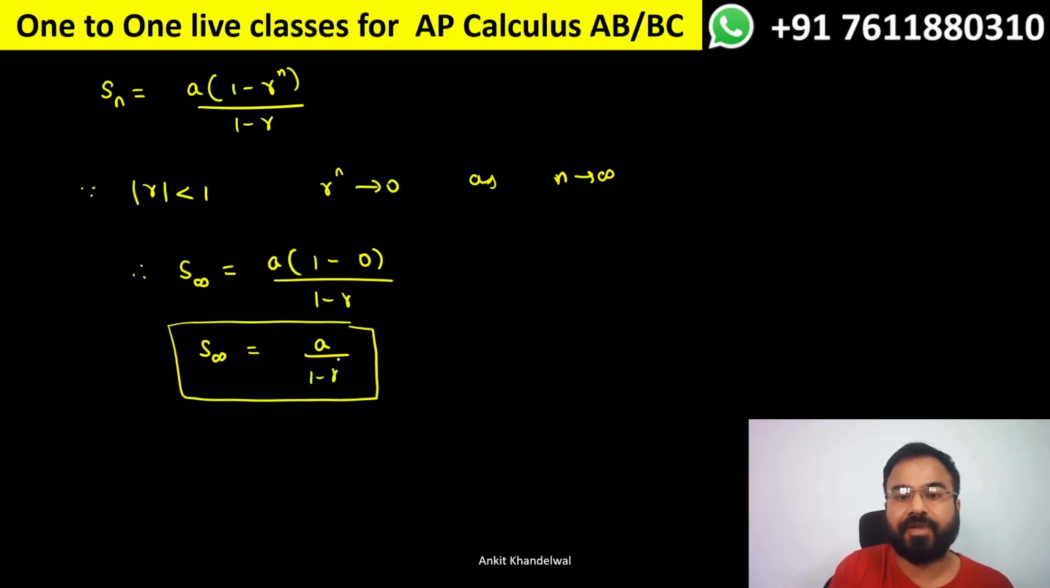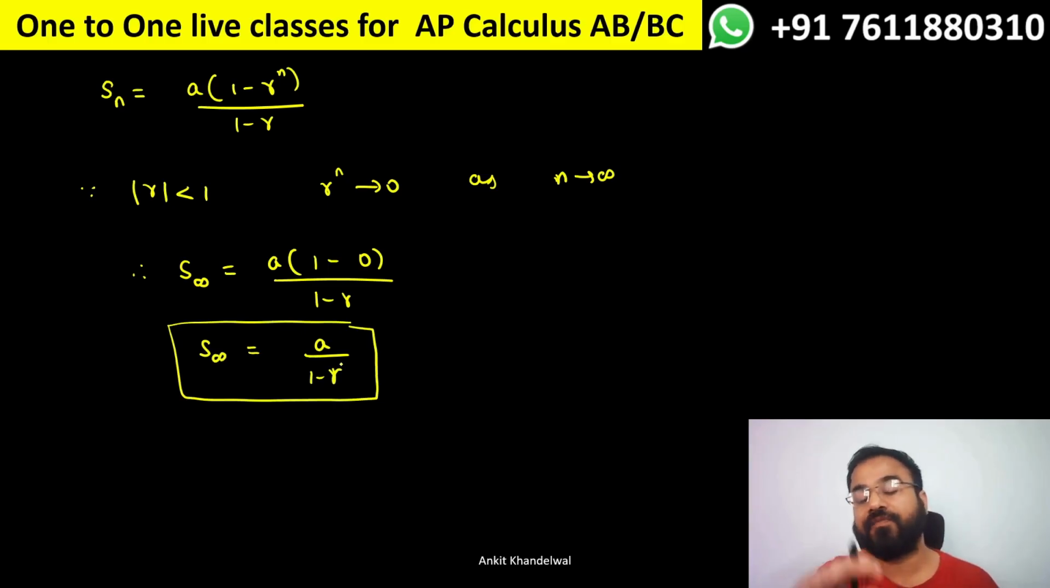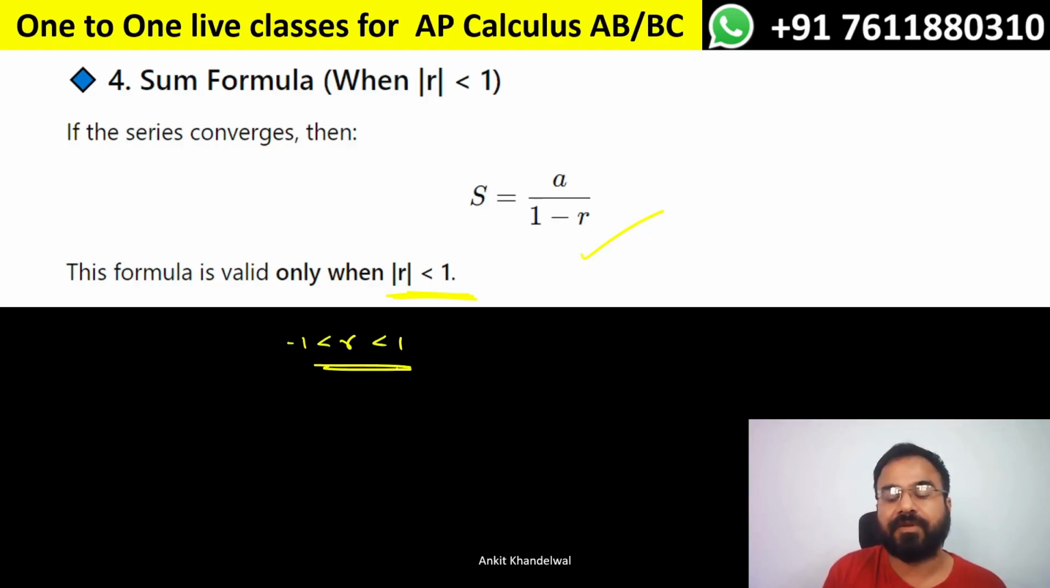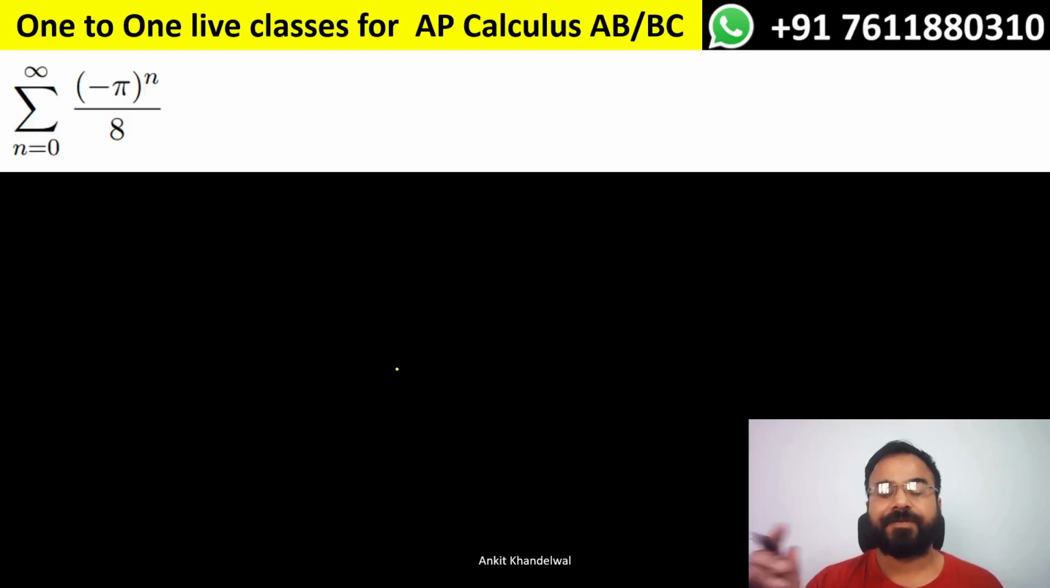So after knowing that the series converges, we can also find the sum to which it converges. This is the formula, a upon 1 minus r, but it is only valid when the absolute value of r is less than 1. That means r should lie between minus 1 and plus 1, otherwise it will diverge. And for a diverging series, the sum is infinity also. So let us take the questions.